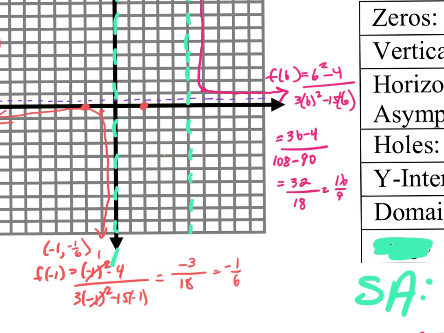So pick something in between 0 and 2. Try 1. When I plug in 1, I have 1 squared minus 4 over 3 times 1 squared minus 15 times 1. So this becomes 1 minus 4 is negative 3 over 18, right?